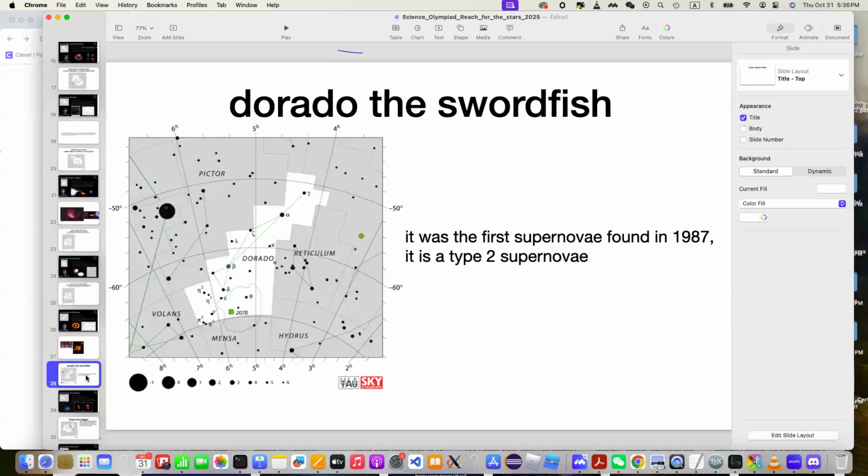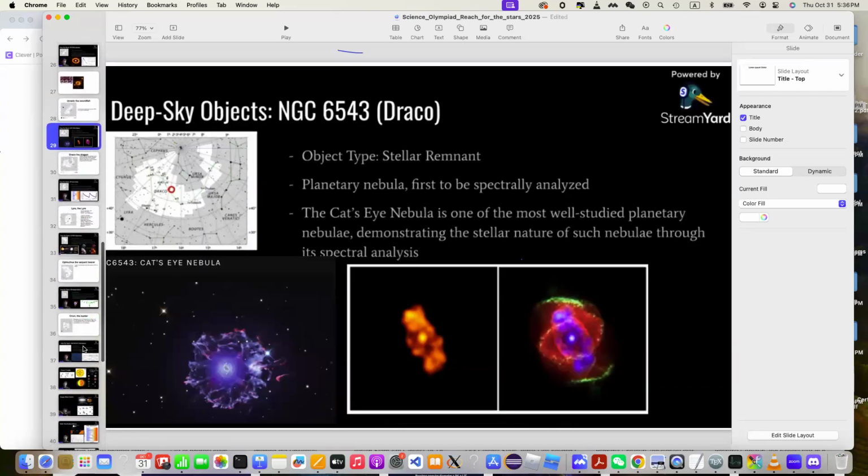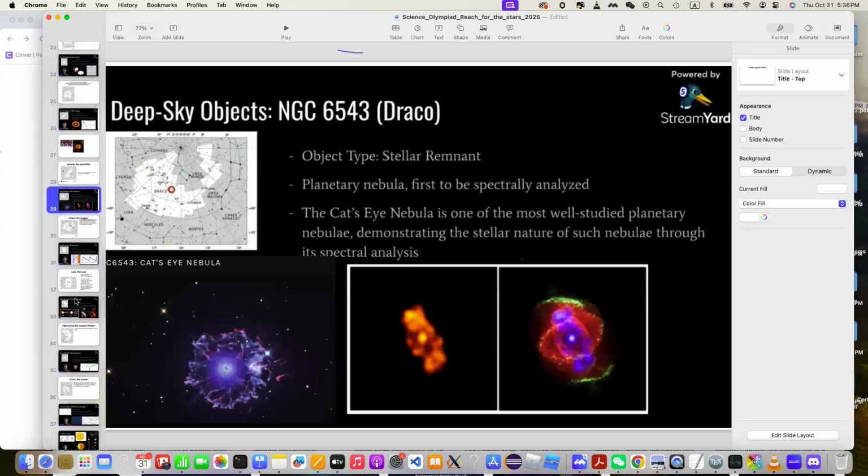That is supernova 1987A. Okay, there are still a few. Let's try to cover that in the next 10 minutes. So the next one is NGC 6543. That is a stellar remnant.